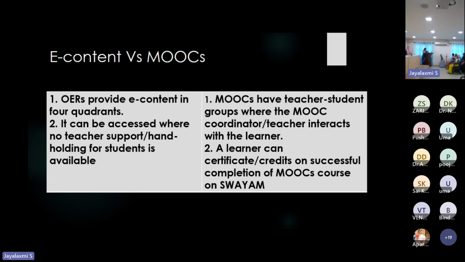And they can do it at their home. They need not go here and there. They can watch it on their own device. They can learn on their own device. So that's the advantage which e-content is giving to the students.